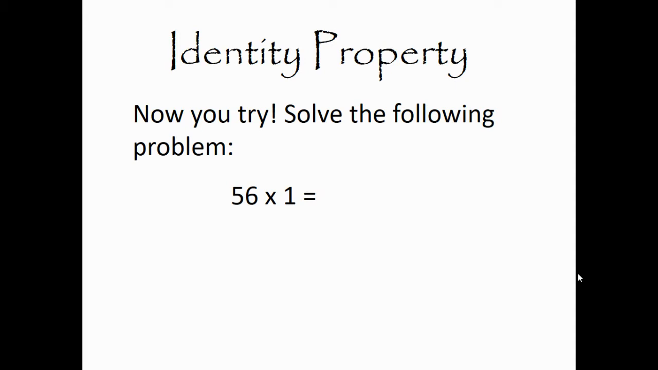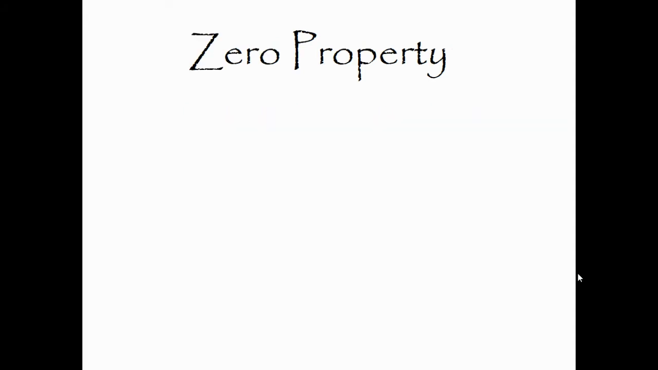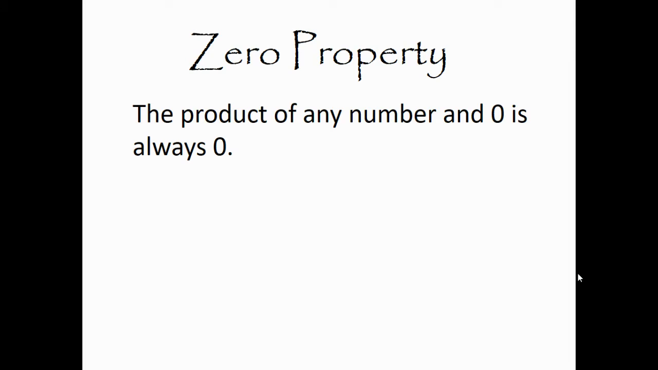The identity property, remember, says that anything times 1 keeps its own identity. It stays the same. So 56 times 1 is just 56. The zero property is another easy one. The zero property says that the product of any number and 0 is always 0.